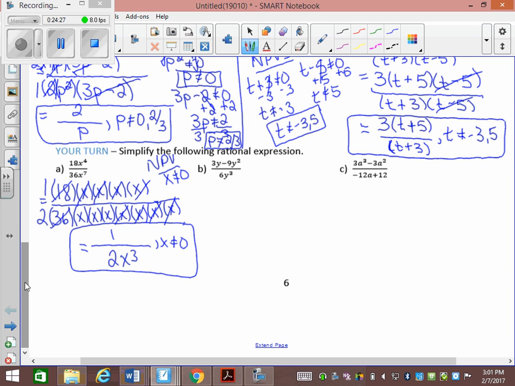For b, I can take a 3y out of the numerator. And then 3y divided by 3y is 1. It doesn't just go away. Minus 9 divided by 3 is 3. Y squared divided by y is y. Over 6y cubed. Which I can put the 6 and the y cubed in its own brackets, and the 3 and the y in its own brackets, because they're not attached to the plus or minus sign. The 6 doesn't get me an NPV. The y cubed gets me an NPV of y can't equal what? 0.